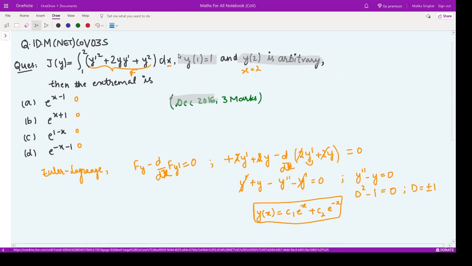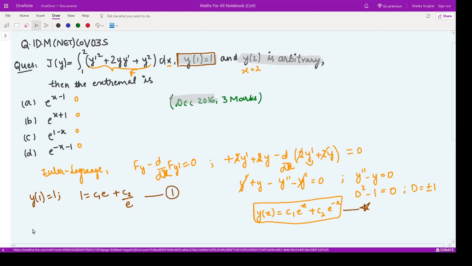So let us calculate the constants. First of all, let us use this condition where y at 1 is equal to 1 is given. So let us use this. y at 1 is 1. This implies, substituting it in this equation star, I have 1 is equal to c1 e to the power 1 plus c2 e to the power minus 1. So that would be this. Let me call this equation number 1.